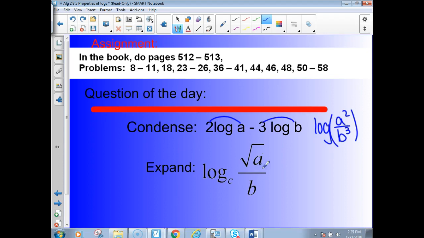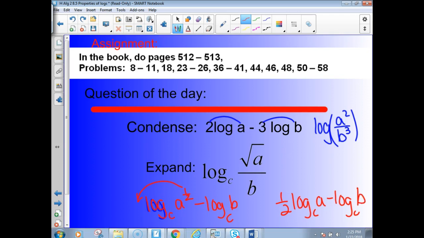Okay, if you were to expand this, it would be the log in base c. Well, that's a cruddy color to write on a blue background. Log in base c. What is the exponent on that a? A to the 1/2. Okay, then minus log in base c of b. But I haven't finished because I would need to move. So this would be 1/2 the log in base c of a minus the log in base c of b.